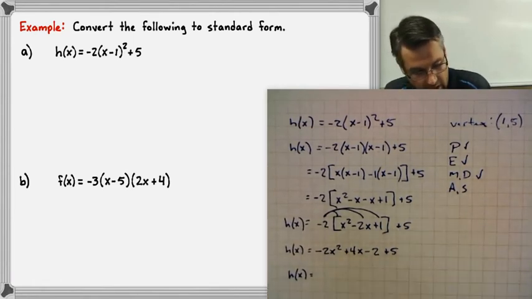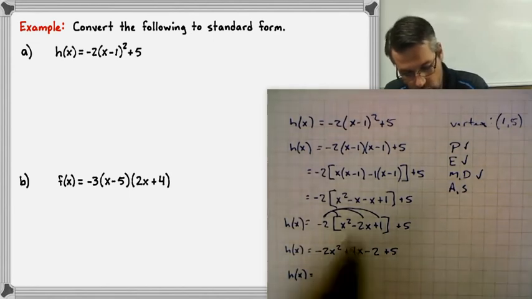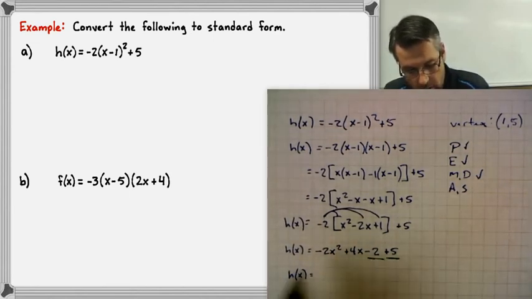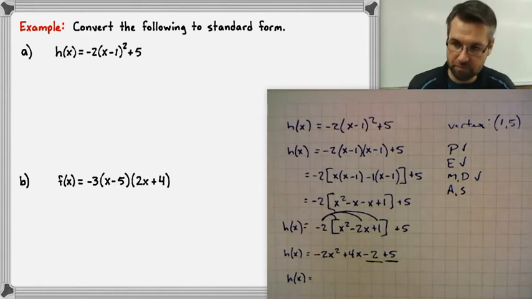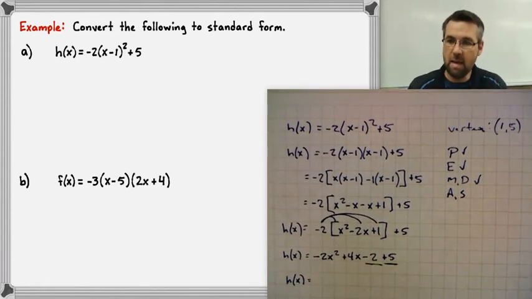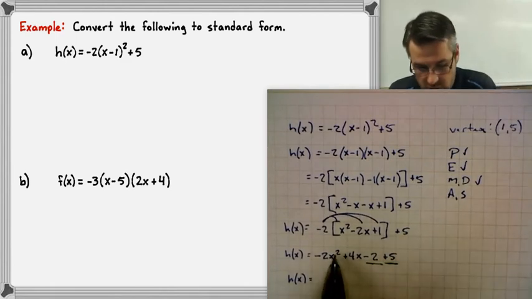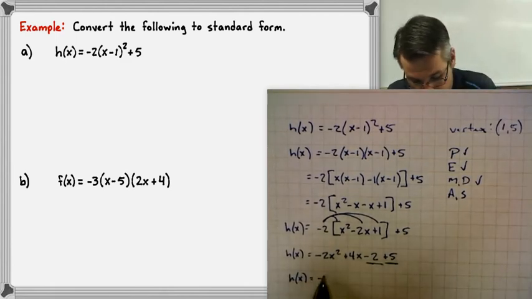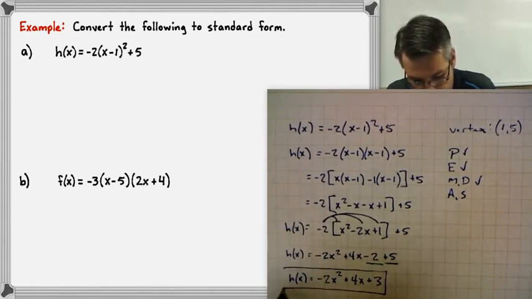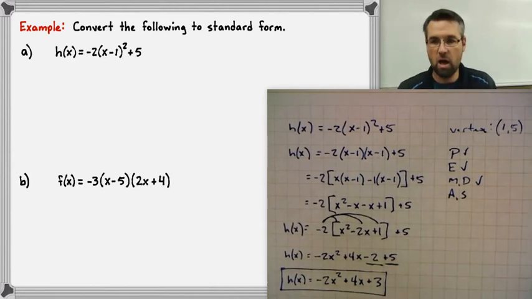So we only have negative 2 and the 5 as like terms, so we're going to combine those. But remember, we want to write this in standard form, and standard form meant that you are writing the highest exponent first. So squared is the highest exponent, so we're going to carry that down, negative 2x squared. Then the next highest exponent is the 4x, and then negative 2 plus 5 is positive 3.